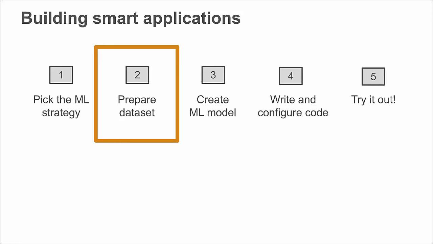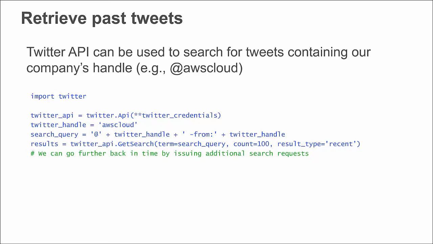All right, we have our strategy. Let's prepare our data set. And here we can start diving into just a few lines of code. We'll start by collecting past data. We'll use the Twitter API to search for tweets from the past containing our company's handle, AWS Cloud in this case. And it's pretty simple. We issue a request and we get paginated results, and we can go back in time and walk through the pages to gather as many results as we need.